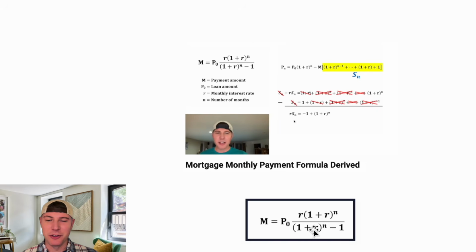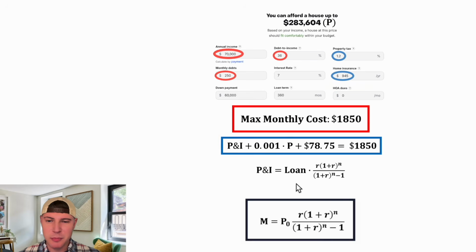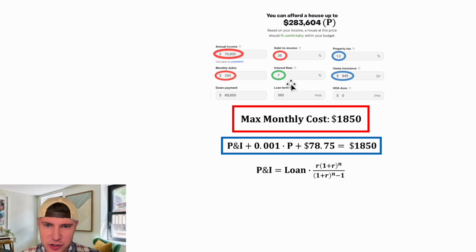So I'm definitely not going to go through 8 minutes of stuff to prove this again. So we're just going to use that right here. I'm going to say the principal and interest is equal to the loan times all this. Now to do this, we're going to need R for the interest rate. That's this right here. We're going to need N, which is the loan term, the number of months. That'll come from right here. And we're also going to need the down payment. So I'll show you how to do all this.